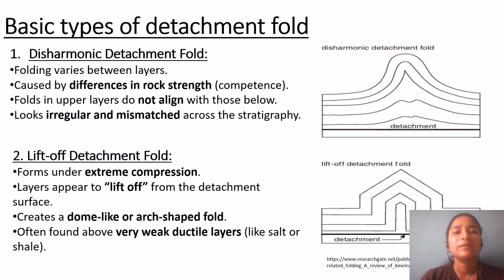So talking about typical environments, the disharmonic detachment folds, which are very chaotic and irregular, are commonly found in areas with alternating strong and weak rock layers. These are very common in sedimentary sequences. And the lift-off detachment folds are found in very weak ductile rocks such as salt, shale, or evaporites. They are common in foreland fold and thrust belts.